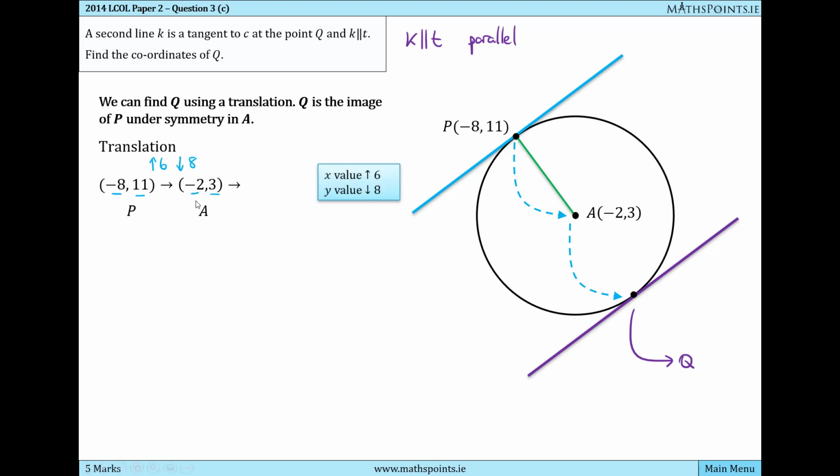So if we take the point A and we move the x value up 6 units and the y value down 8 units, we'll have the point Q. So −2 + 6 is 4, and 3 − 8 is −5. And so the point Q is (4, −5).